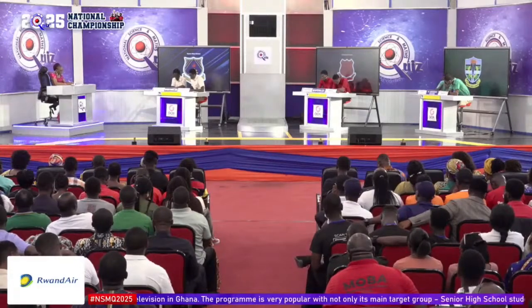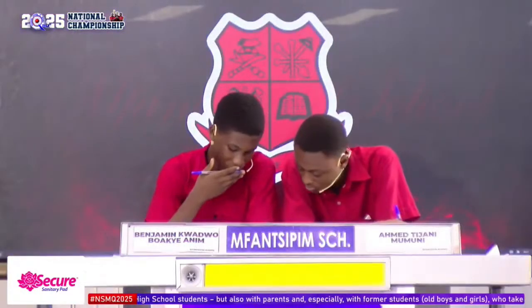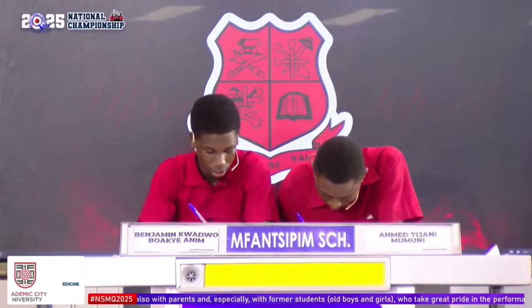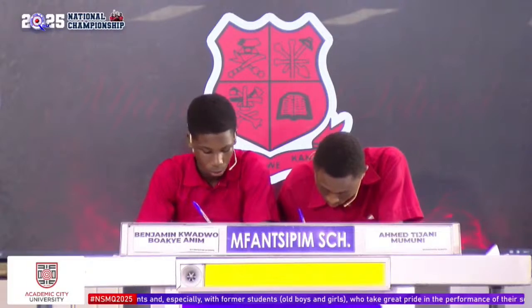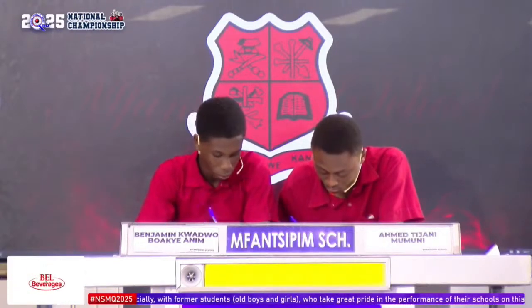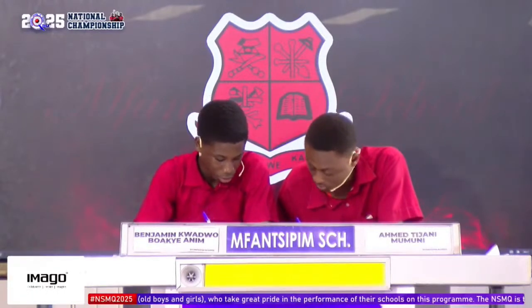I will come back with the same preamble in Mfantsipim School. Give the physical quantity represented by the letter of the term symbol and state its numerical value. Benjamin. The letter signifies the angular momentum of the specific orbital. And then for this specific one, L has a value of 1. 2 out of 3.